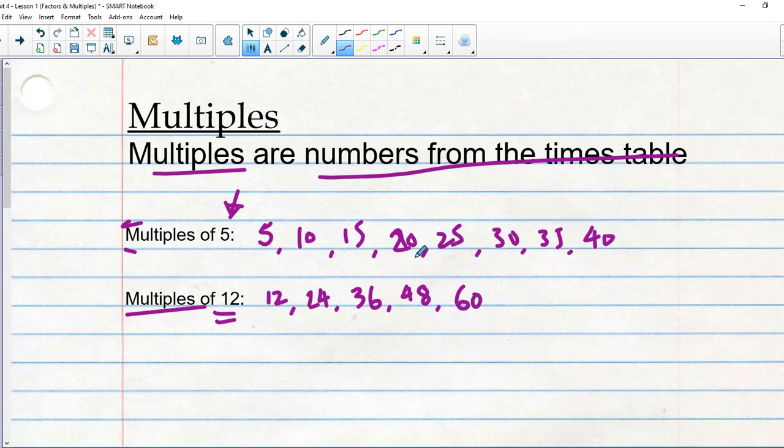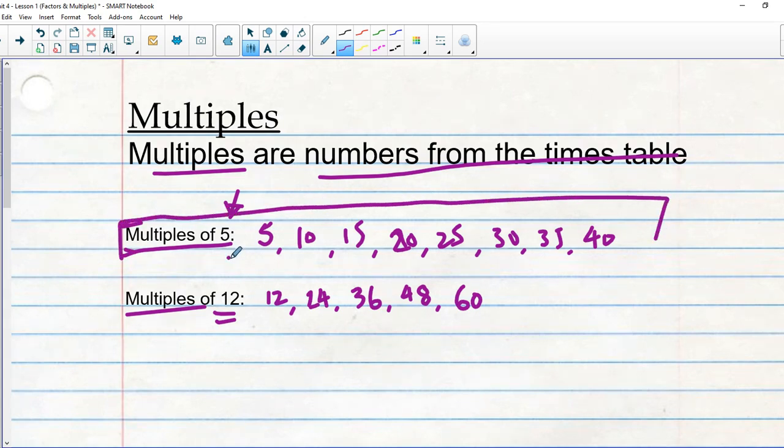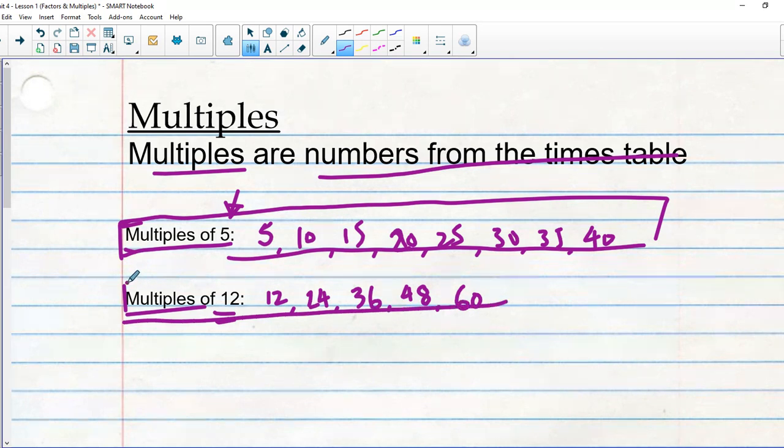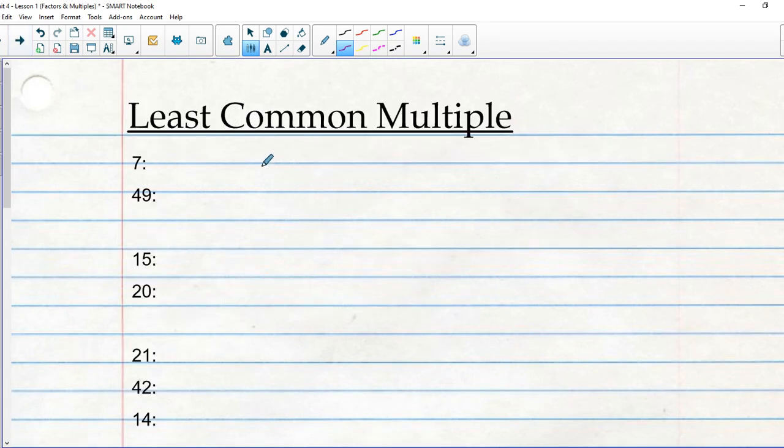So in other words, I wish I had put a multiplication table down here. Multiples is, if you were to look at a multiplication table and you look down the row where it says 5, these are all the numbers it will display, and the same thing for 12. That's all multiples are, okay? So it's not a strange concept to you. So why do we need to know this, right? Now we need to know, if we have multiples, for instance, could you guys give me the multiples of 7?